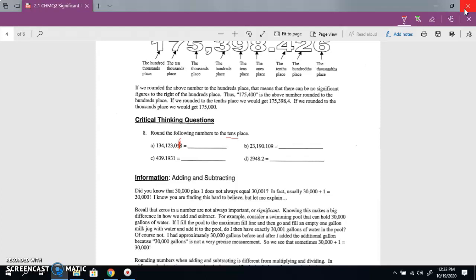Okay, so the 8 says that we're going to round the 1 up to a 2. So the final answer here is going to be 134,123,020. We have to change this 8 to a 0 like we did right over there.